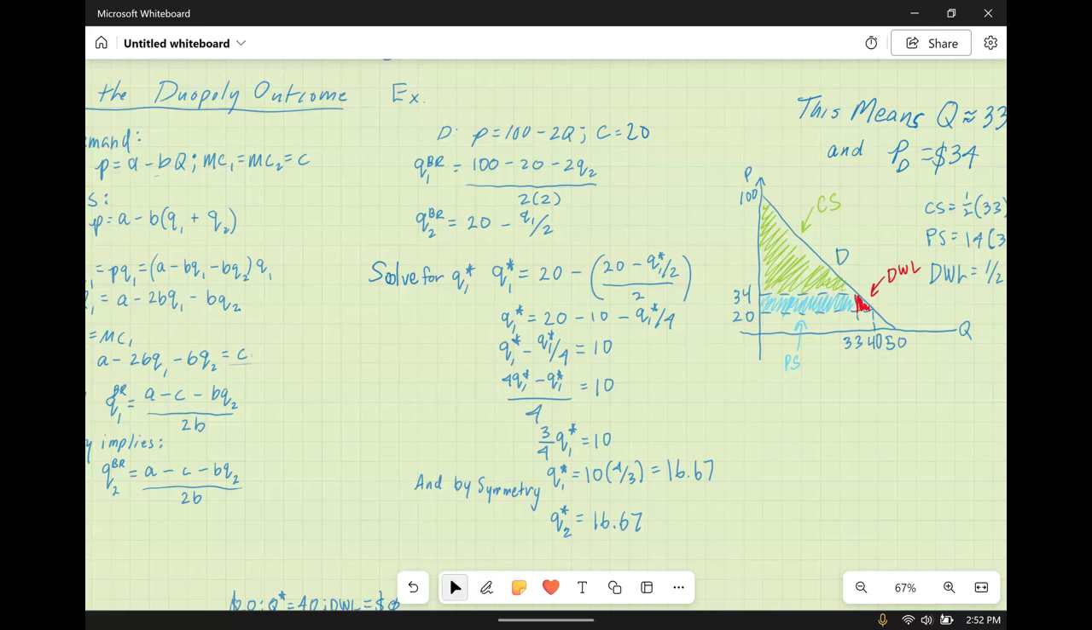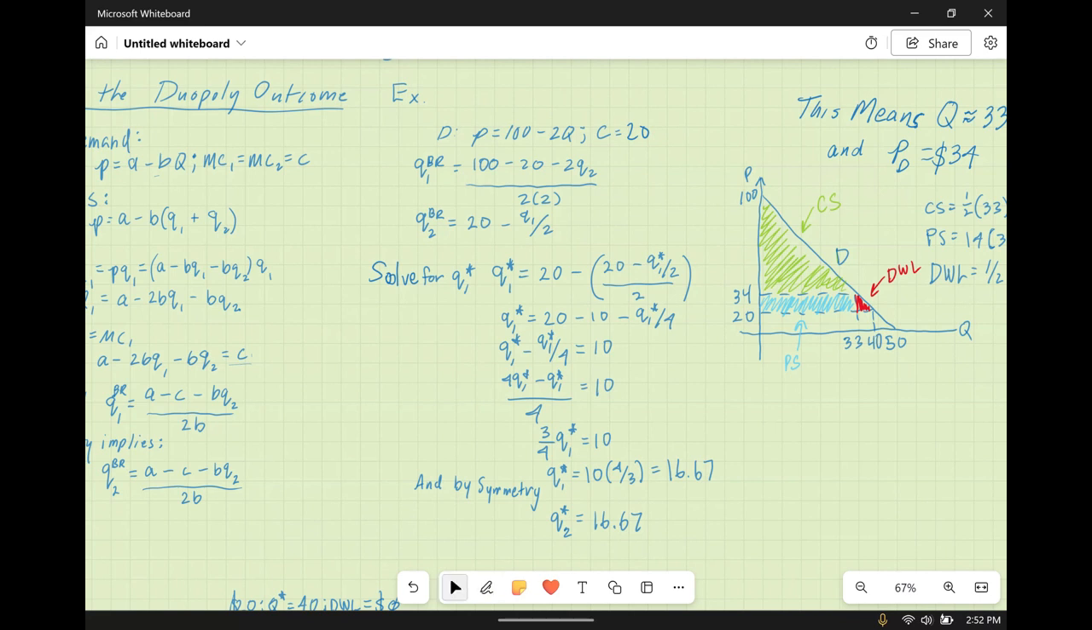The demand curve is 100 minus 2Q, just as we had before. Marginal cost is 20, just as we had before. Now, it's important to point out here that both firms have marginal cost of 20. The way that I wrote it is that marginal cost for firm one and marginal cost for firm two are equal to C. So both firms pay marginal cost of $20.